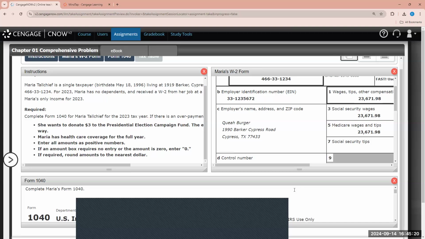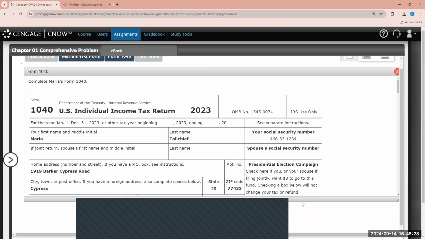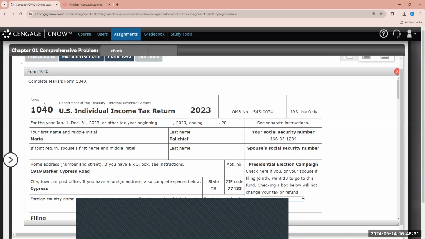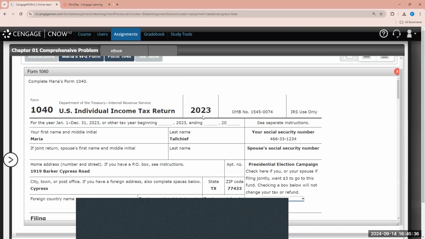All right, so we see here for the Form 1040, I'll just make this a little bigger. All right, so for the Form 1040, this is the U.S. individual income tax return. It shows you the tax year, which is 2023. Here we have the client's first name, which was Maria, last name, Tallchief, social security number. You always want to double check to make sure that the social security number is correct. If it's a client for whose return you've been preparing year after year, the information transfers over from the prior year. But if it is a new client, you want to make sure that the social security number is correct.